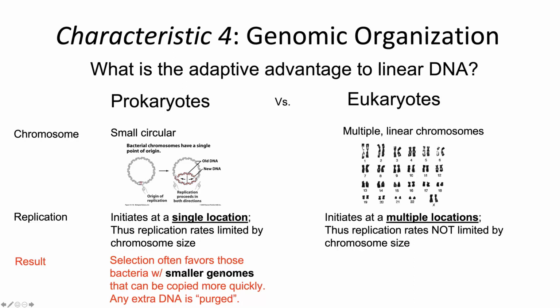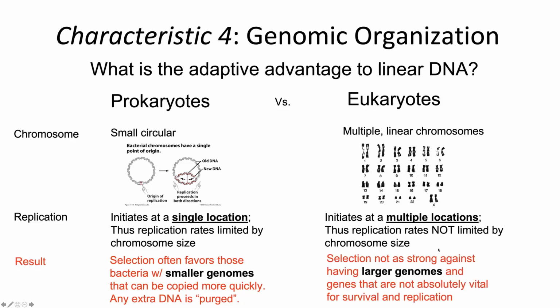Now in the eukaryotes, we have multiple linear chromosomes. So remember we learned that DNA in eukaryotes is organized into these linear chromosomes. And as it turns out, DNA replication can be initiated in multiple locations, not just across chromosomes, but multiple locations also within an individual chromosome. And so in this case, replication rates are not limited by chromosome size. And because of that, there's not as strong of selection against having these larger genomes.